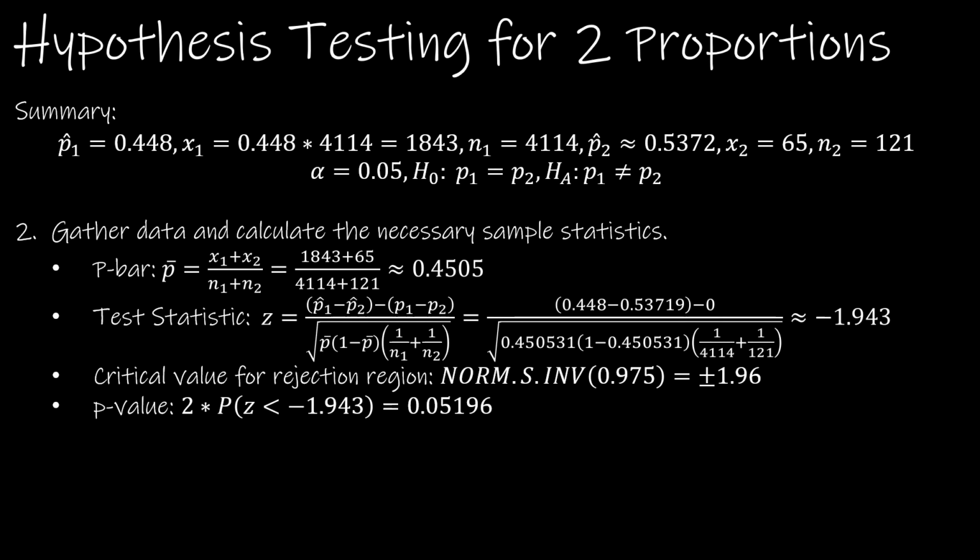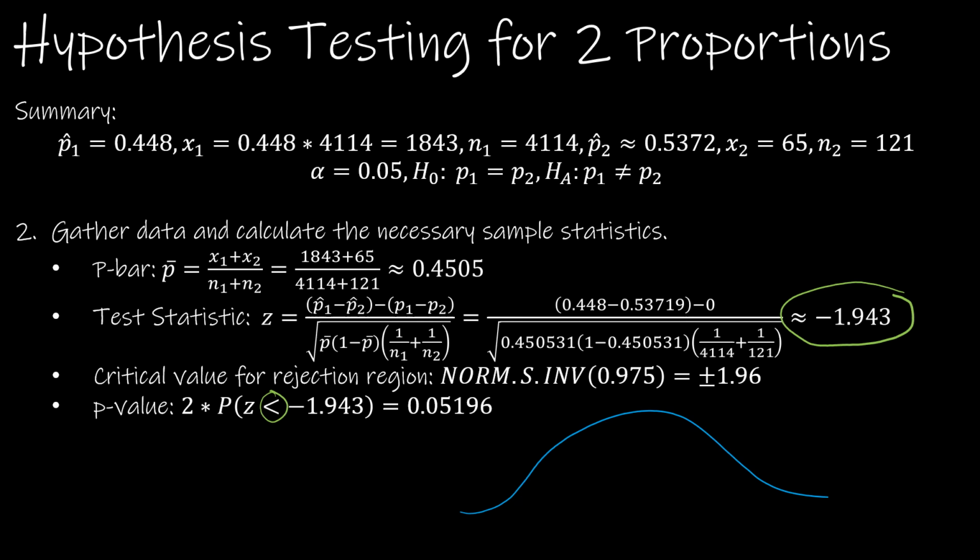For gathering data, remember we're finding P bar, the test statistic, the critical value, and the p-value. When I'm finding the p-value for a two-tailed test, just keep in mind, if my test statistic is negative, I'm going to find 2 times the probability that z is less than that value. If it's positive, I'm going to take 2 times the probability that z is greater than that value. And that's why things get a little bit tricky when we're doing this in Excel. Before we move on to the next page, let's talk about what I should conclude.